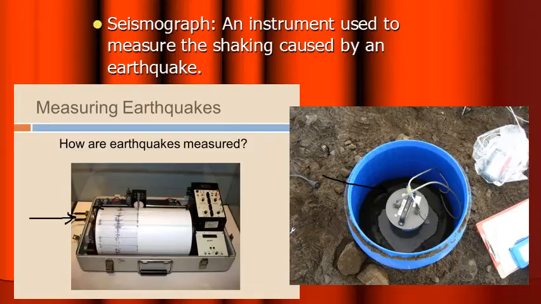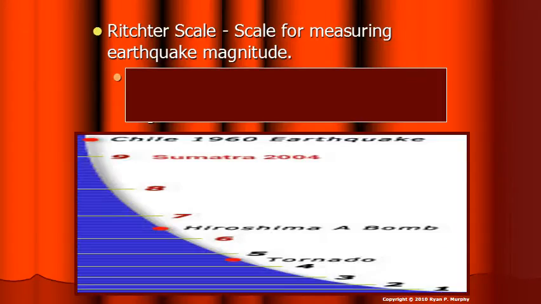So usually what they do is they dig a little hole, they put a bucket in there with this seismograph in there that's hooked up wirelessly to a computer system that can read what's going on there, and they have these things placed all over the place, especially in places that have a lot of earthquakes. Now, the scale that we use to measure an earthquake is called the Richter scale.